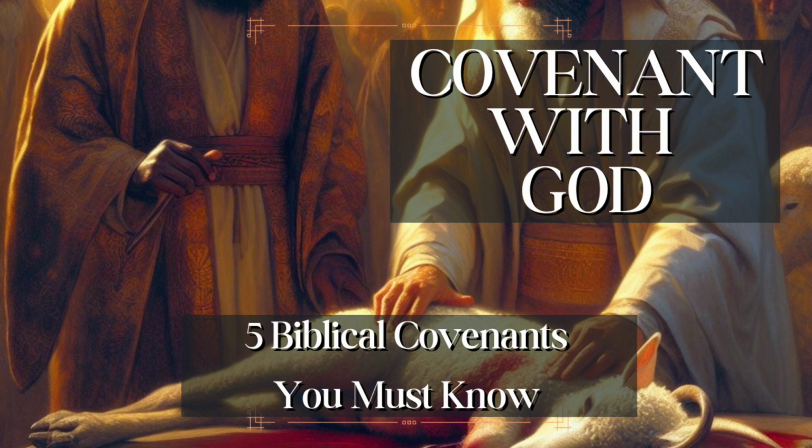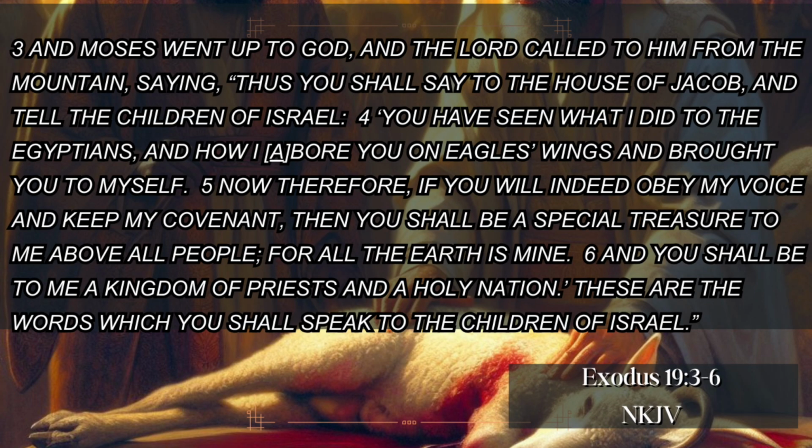This is a conditional covenant, a covenant made between Yahweh through Moses to the people of Israel, or the Israelites. Okay, we look at this in Exodus chapter 19, highlighting verses 3 through 6. So in Exodus 19, 3 through 6: Then Moses went up to God, and the Lord called to him from the mountain, saying, Thus you shall say to the house of Jacob and tell the children of Israel, You have seen what I did to the Egyptians and how I bore you on eagle's wings and brought you to myself.